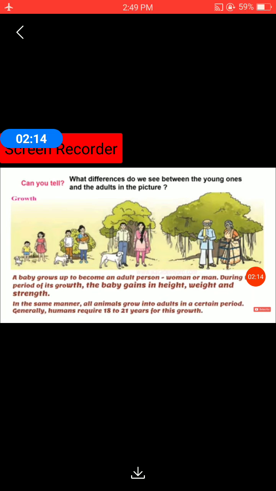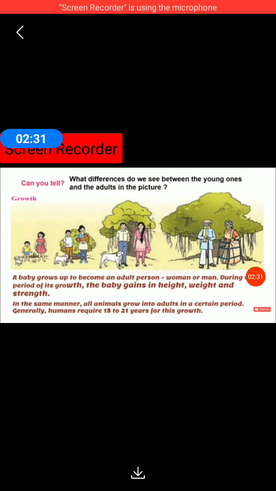Also you can see in the first picture, there is a small puppy. In the second picture, it has grown a little. And in the third picture, it becomes a dog. And in the last picture, it is not there. It has come to an end, meaning it has died.